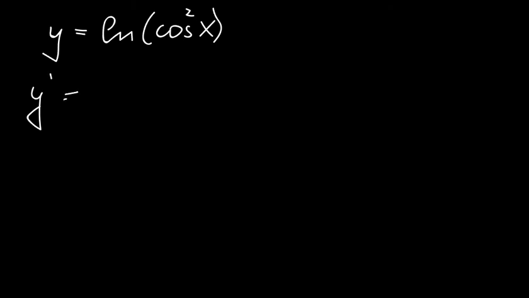Okay, so let's say we have y is equal to natural log of cosine of x square. This is again three functions. Okay, so we need to apply the chain rule twice. Now I won't change our variables. So this will give us 1 over cosine square of x times cosine square of x.